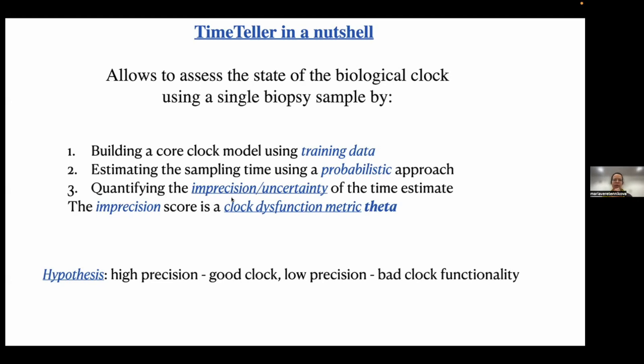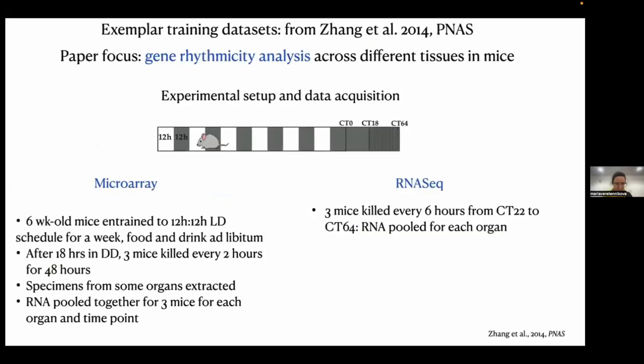So yes, you quantify the uncertainty of the time estimate, and the imprecision score is basically the clock dysfunctionality metric. The hypothesis that TimeTeller is built on is that if we have very high precision of the time estimates, then it's a good clock. And if we have low precision, then the clock is functioning badly. You'll see some pictures way later that will make this clear.